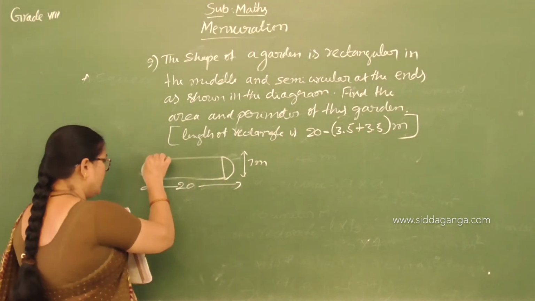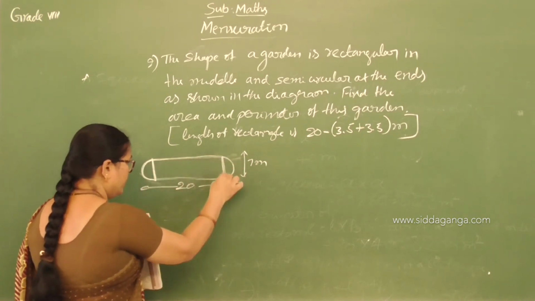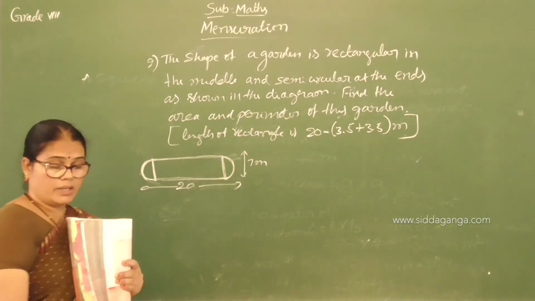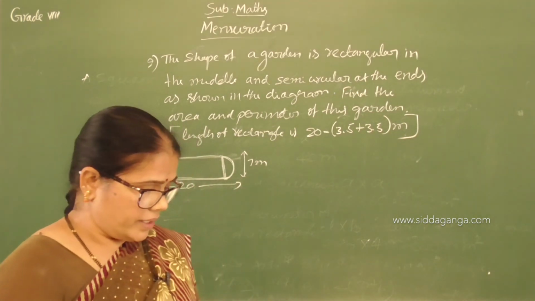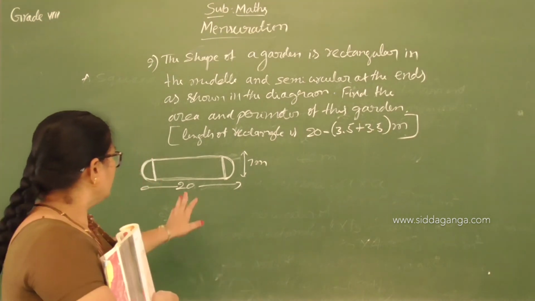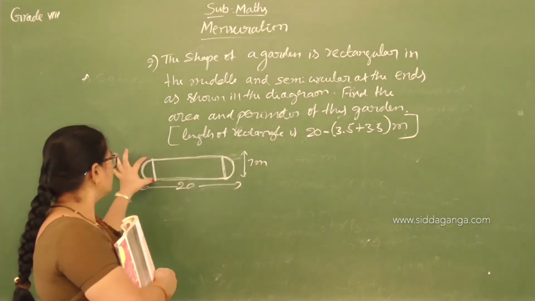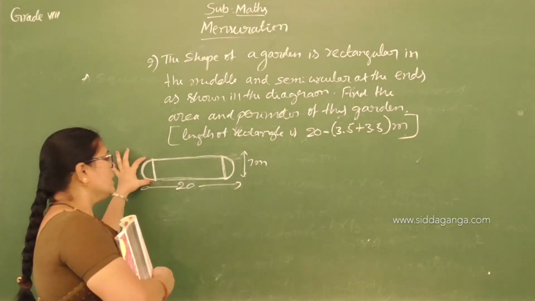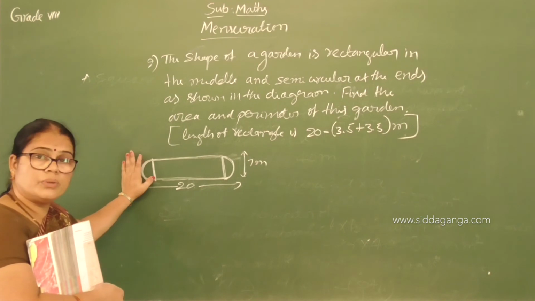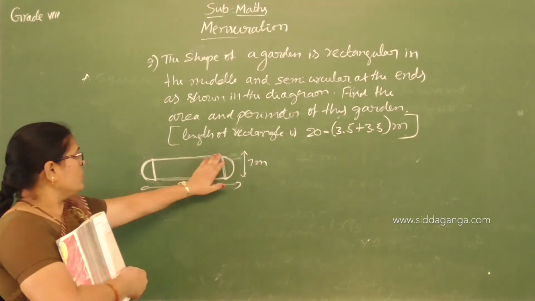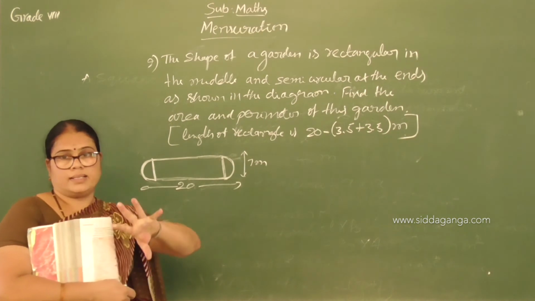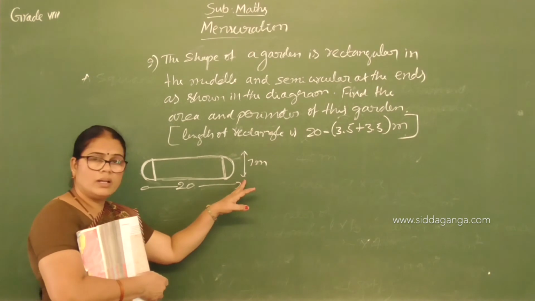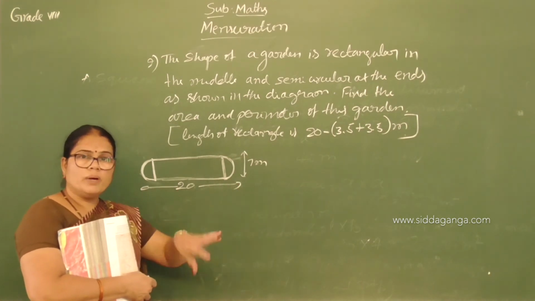In this garden, this is a rectangular part. At the ends, there are two semicircles. What is the area of the rectangle? Area of the rectangle is equal to length into breadth. Then we have to add the two semicircles at the ends. What is the area of the circle? Area of the circle is equal to pi r square. Here two semicircles, we have to take as one circle, because the diameters of the semicircles on both sides are equal.